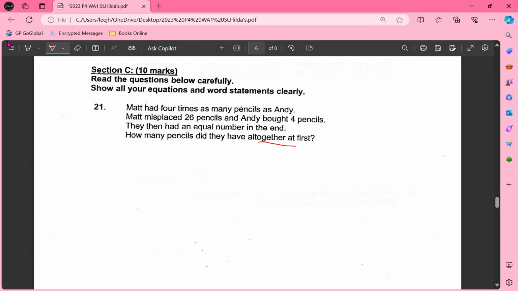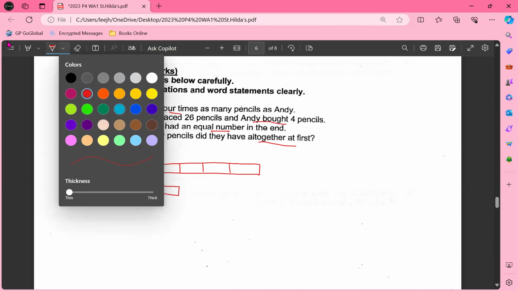So what we are going to do is, we're going to draw Matt 4 times. So Matt and Andy. Matt 4 times, we're going to draw Matt 4 units. Try to draw bigger so that you won't get confused. Andy is just 1 unit. So Matt misplaced 26, Andy bought 4. And they will have an equal number. So we are going to draw first. Matt misplaced 26 and Andy bought 4. So that means they will have an equal number. That means you cannot make them down here. So what we need to do is, in order not to confuse ourselves, we need to make sure we label for Andy first. Easier for me, I'll label Andy first. It'll be easier to see. So Andy bought 4.